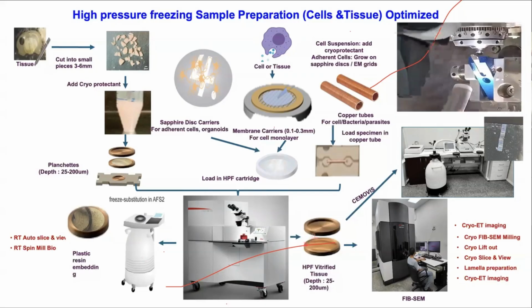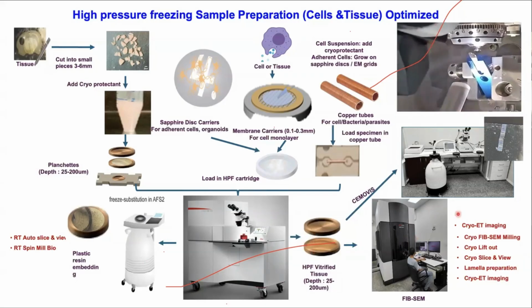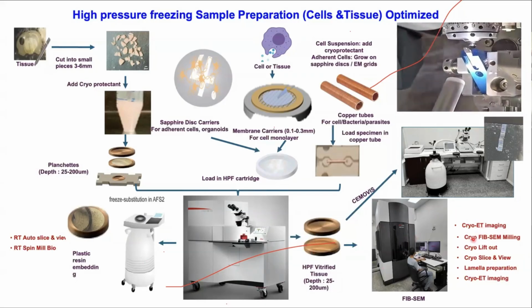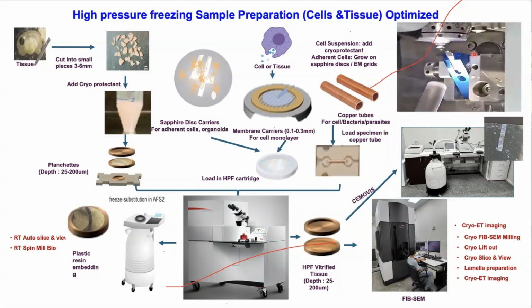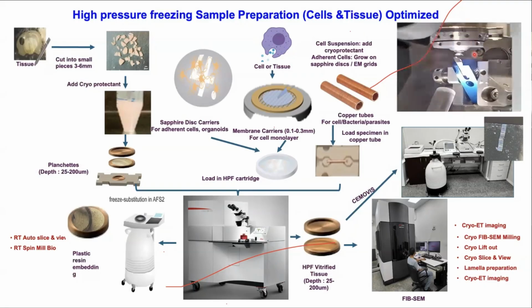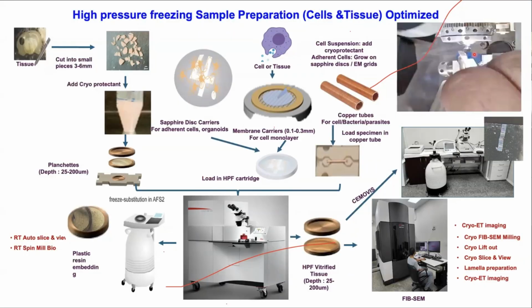Or for cryo fixation you can do FIB milling, cryo lift-out, cryo slice and view. You can prepare the lamella and do cryo imaging, or you can do cryo ultramicrotomy imaging. It's up to you, whatever applications you want. So this is one technique with very simple procedures. A small video is there, but I think it's not.